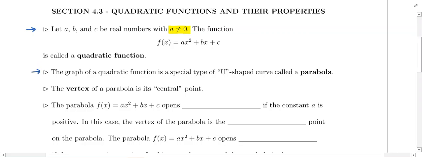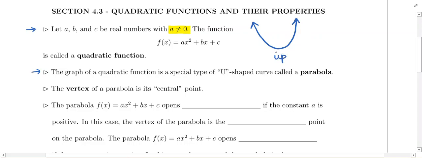The graph of a quadratic function is a special type of U-shaped curve called a parabola. Okay, just like I said. So I'm going to go ahead and draw a parabola or two. Your parabola can look like this. It's just a U-shaped graph. In this particular case, it looks like a happy face. The parabola is said to open upward.